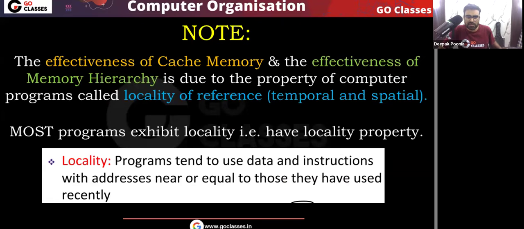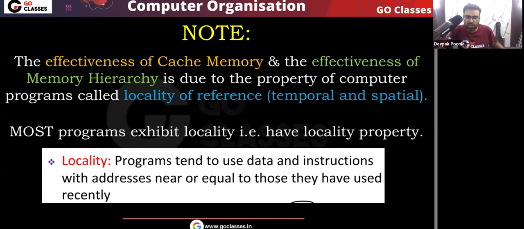So let me conclude on the effectiveness of cache memory in modern computer systems. Also, we use this memory hierarchy in modern computer systems. Let me tell you why this cache memory is effective and why this memory hierarchy is effective. The effectiveness of cache memory and of memory hierarchy is due to the property of locality of reference, and this property is shown by most of the programs. Because most of the programs have this locality of reference property, temporal locality and spatial locality, cache memory is effective, and memory hierarchy is effective.